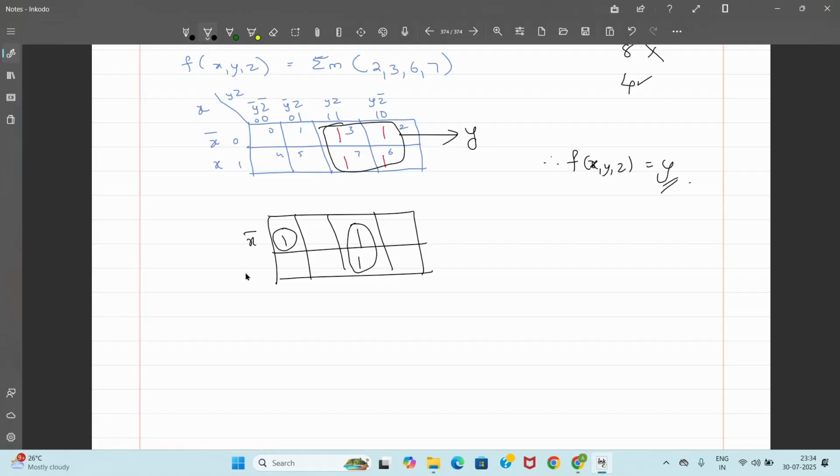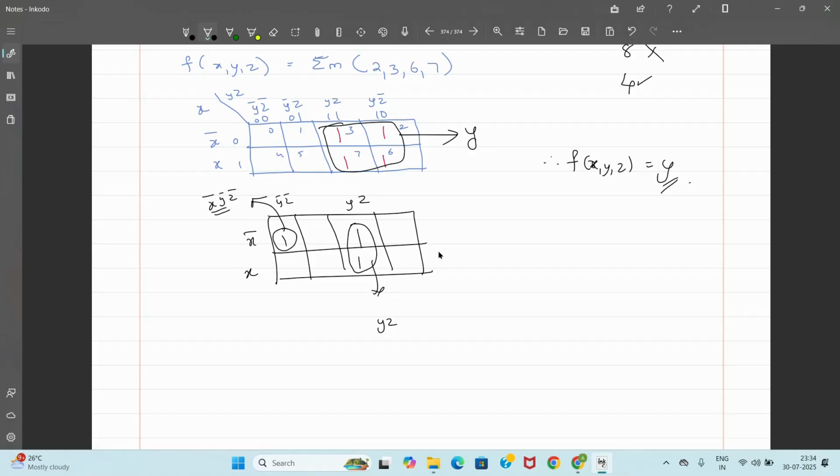You should remember how to write the equations for this. For this, the equation becomes: both the rows are covered, so x bar gets cancelled. Your answer will be yz. Whereas for this one, the row value is x bar, column value is y bar, z bar. X bar, y bar, z bar will be the answer for the single.